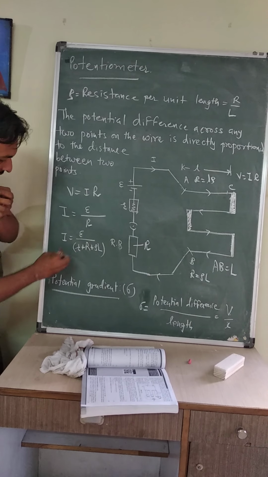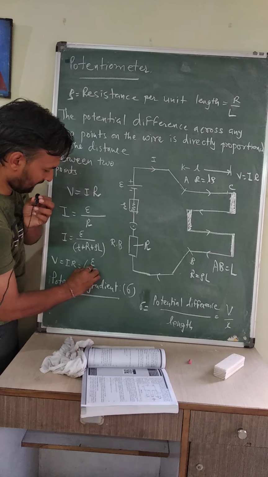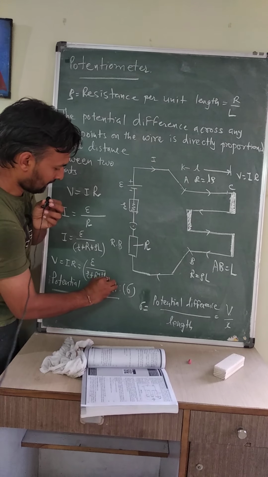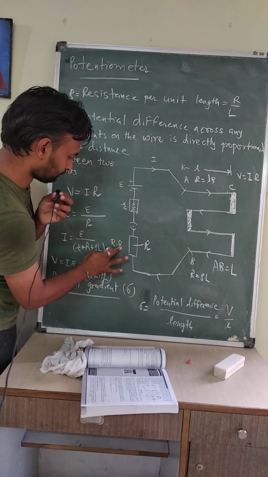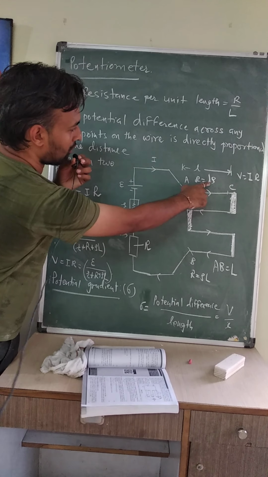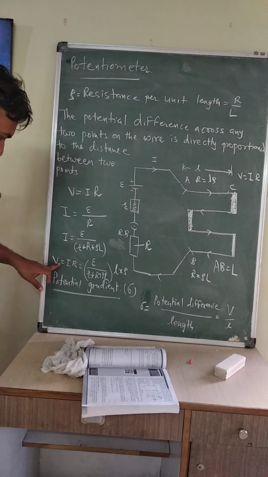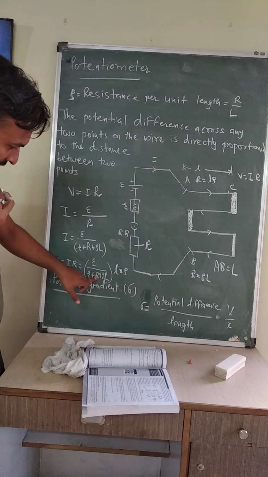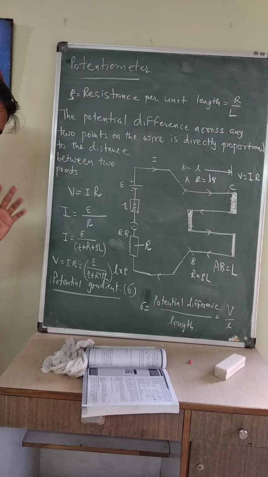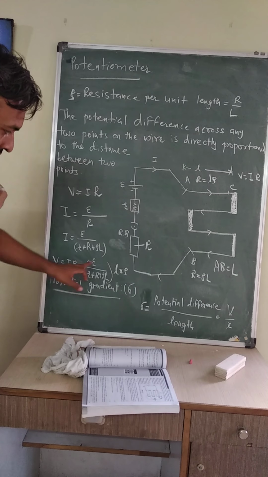So I am writing here V is equal to I into R. Already we have the value of I equal to E upon small r plus capital R plus rho into L, into R, where R is small l into rho. So V is equal to E upon small r plus capital R plus rho into L, into rho.